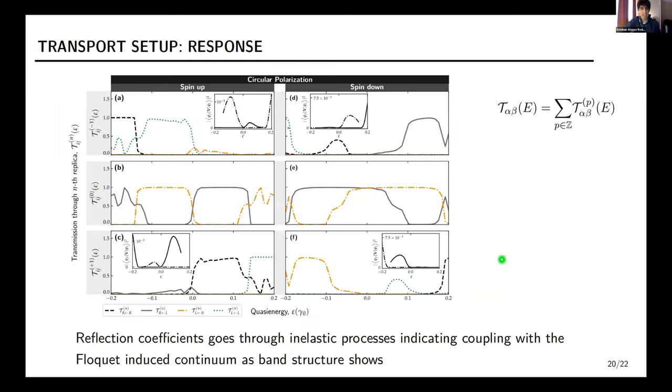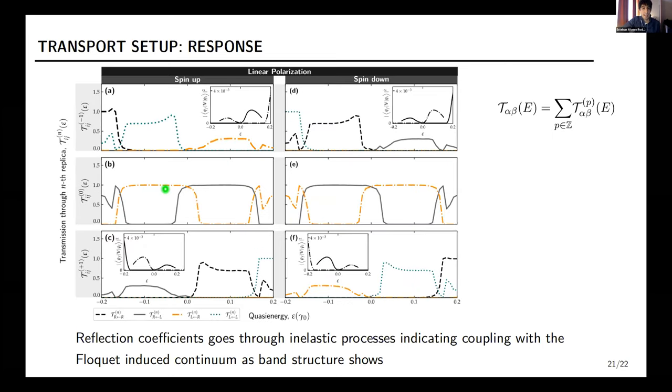So in order to check if these light-induced photon dressed processes are responsible for this blockade of the transport of this state, we can study the detailed transport over all the replicas, and we can find the complete relation over the reflection coefficients through the coupling to the higher order replicas. So this shows that indeed the photon dressed processes induced by the light are responsible for the blockade of this state, just preserving the transmission coefficients for the states that do not hybridize with light.